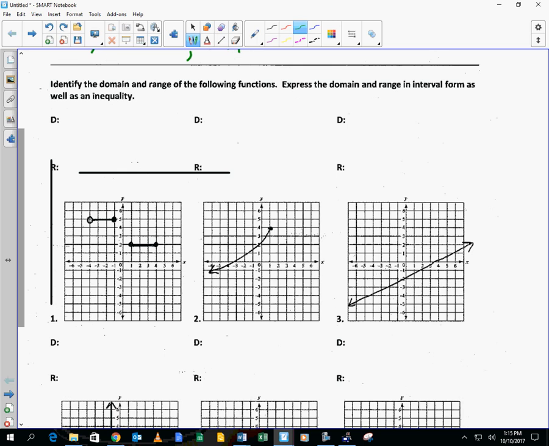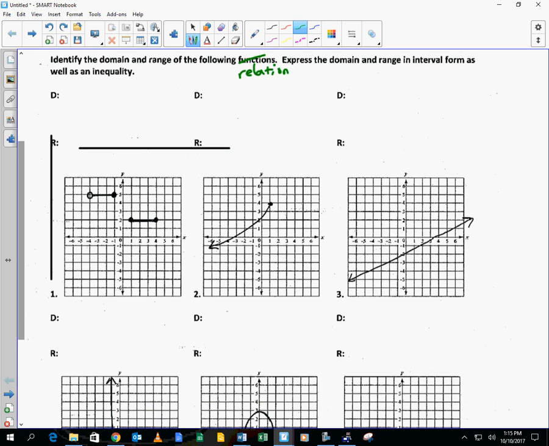Okay, it says identify the domain and range of the following. This is functions. They don't have to be functions because number 4 isn't, so my bad. Should say probably relations. And express the domain and range in interval form as well as an inequality. We're going to skip the inequality because we're going to run out of time today. We're going to go straight with interval form. So here's what we look at when we see domain. You notice I have this vertical line right here. I'm going to show you what that is in a second.